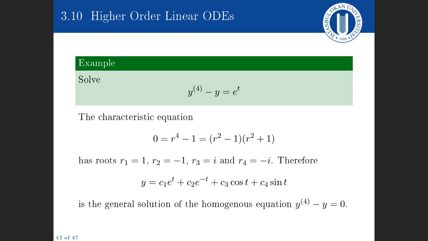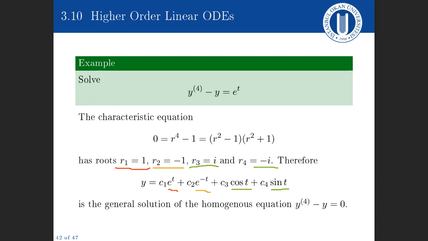From r equal to 1, we get the function e to the power t. From r equal to minus 1, we get the function e to the power minus t. And from i and minus i, we're going to get the functions cos t and sin t. These four functions are linearly independent. The general solution will be a linear combination of these four functions. Okay, great. That's the homogeneous equation taken care of.